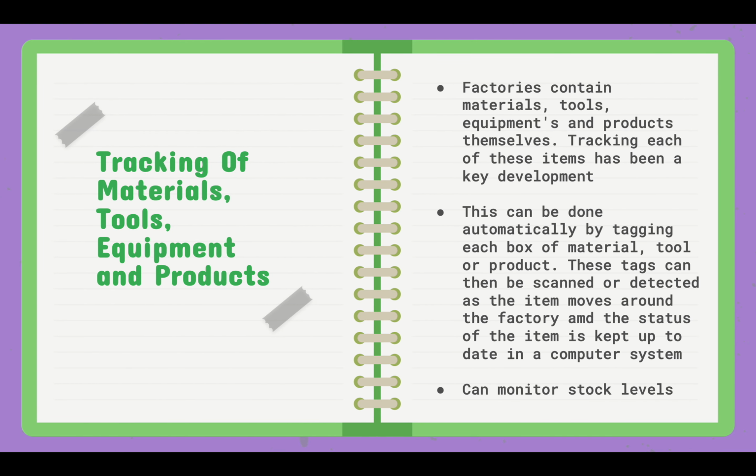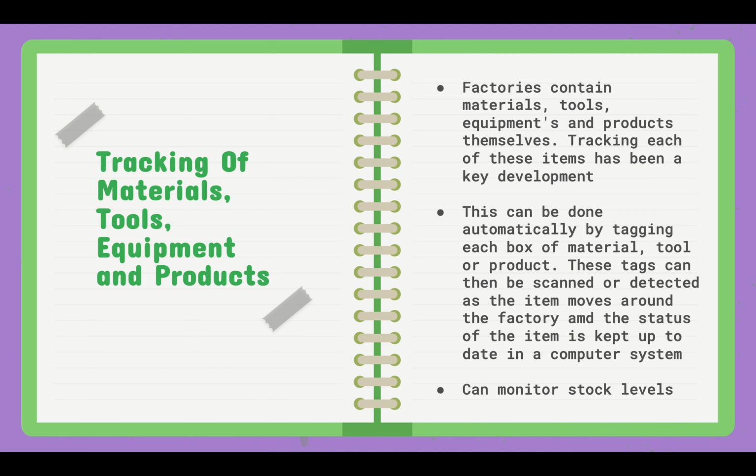Tracking of materials, tools, equipment, and products. Factories contain materials, tools, equipment, and the products themselves, both finished products and those that are partly made. Tracking of these items has been a key development in recent years. This can be done automatically by tagging each box of material, tool or product. These tags can then be scanned or detected as the item moves around the factory and the status of the item is kept up to date in a computer system.